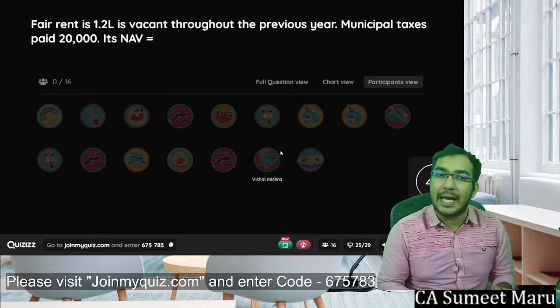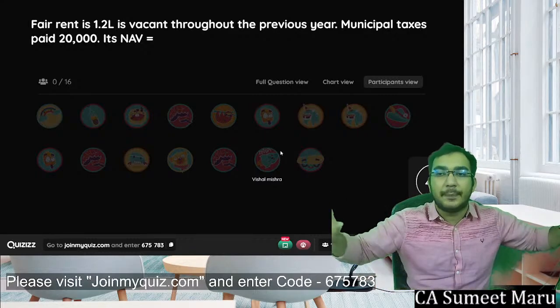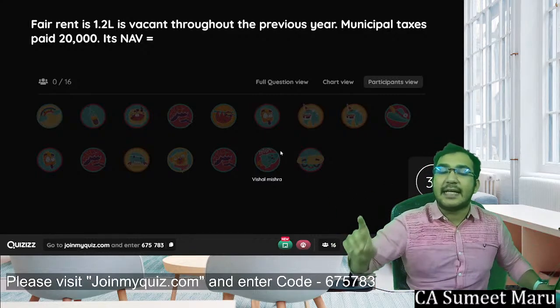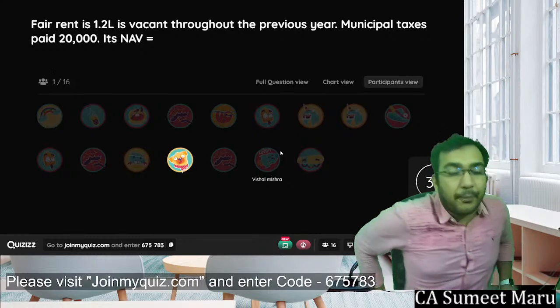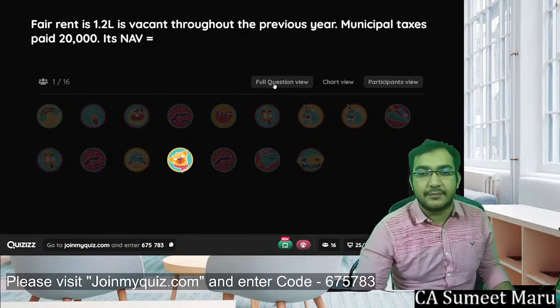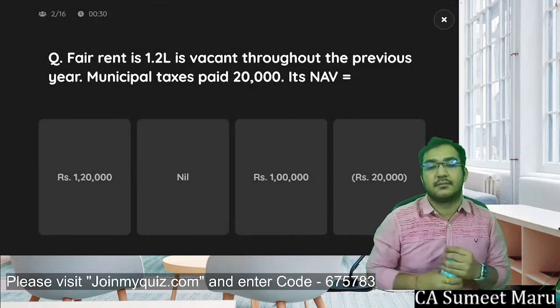Fair rent is 1.2 lakh, and the property is vacant throughout the previous year. Municipal taxes paid is 20,000. What is its NAV? Property vacant throughout the year. Don't forget that.